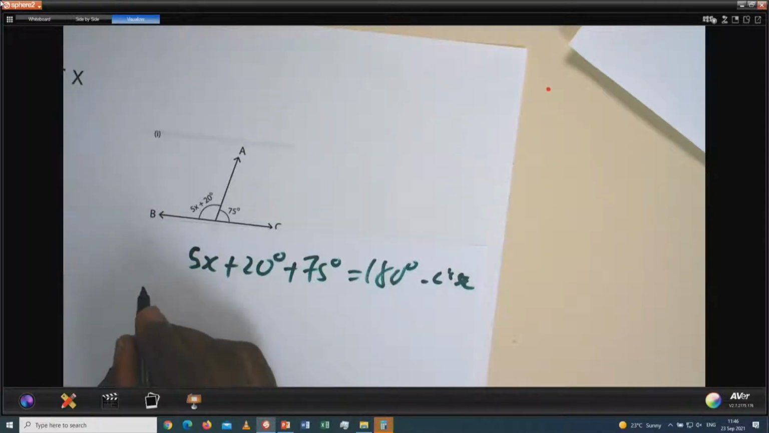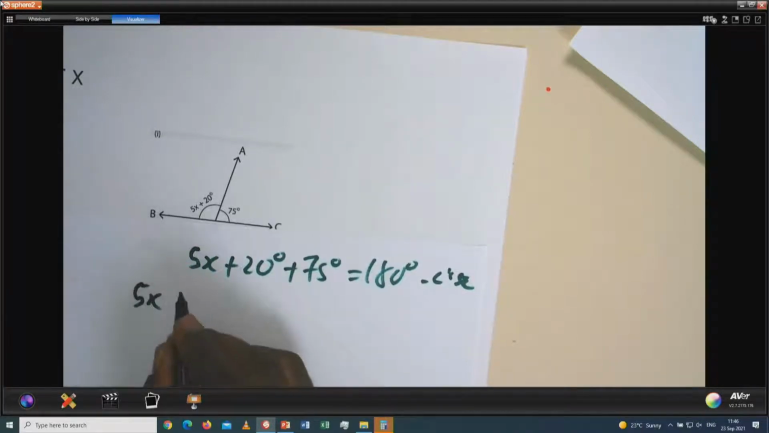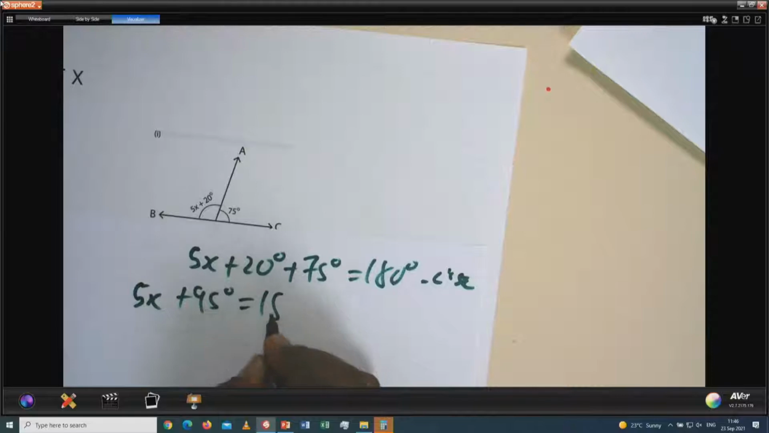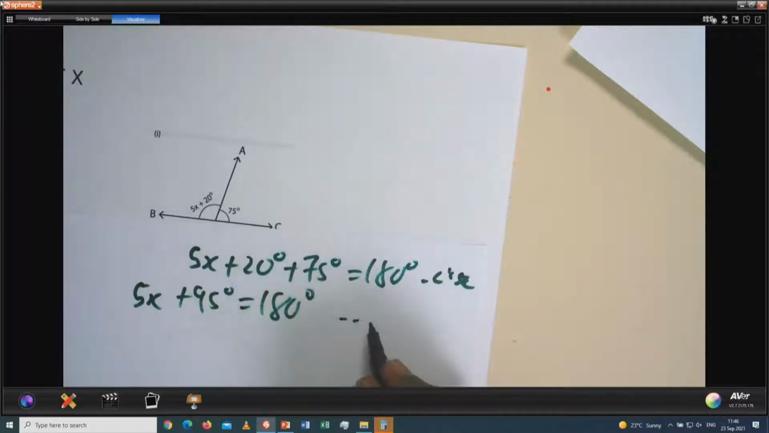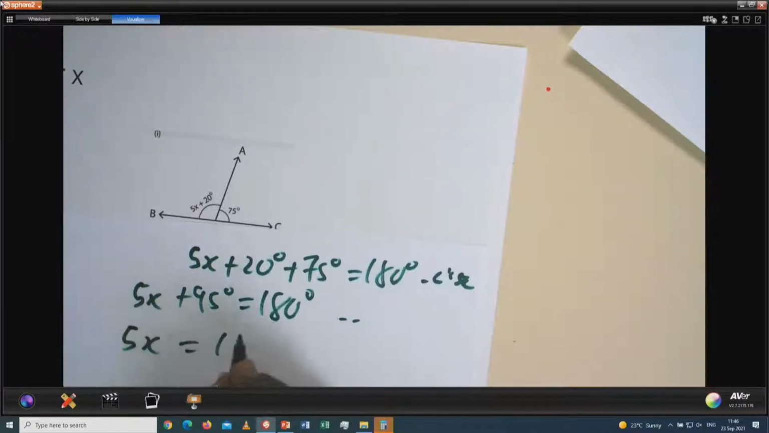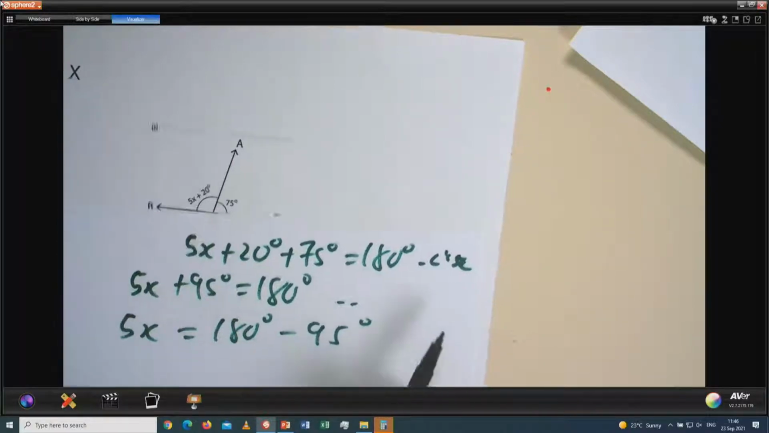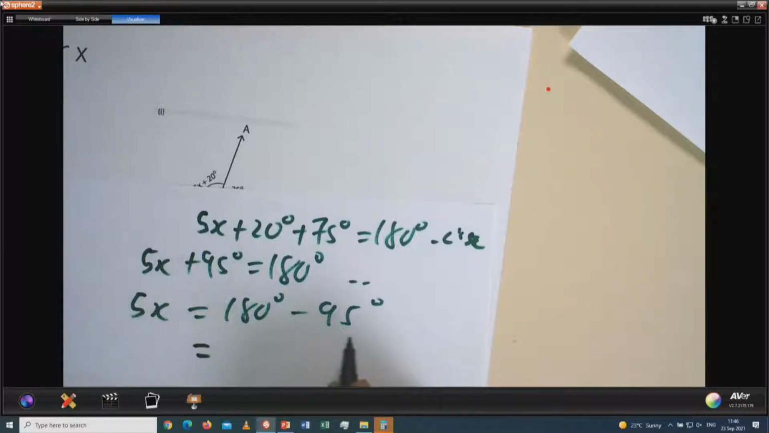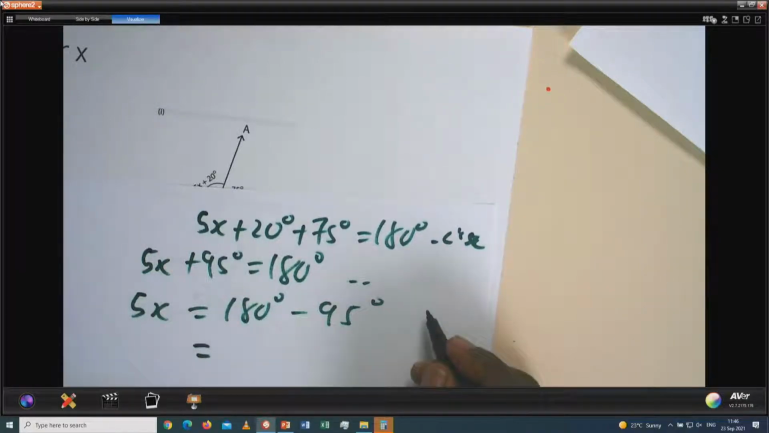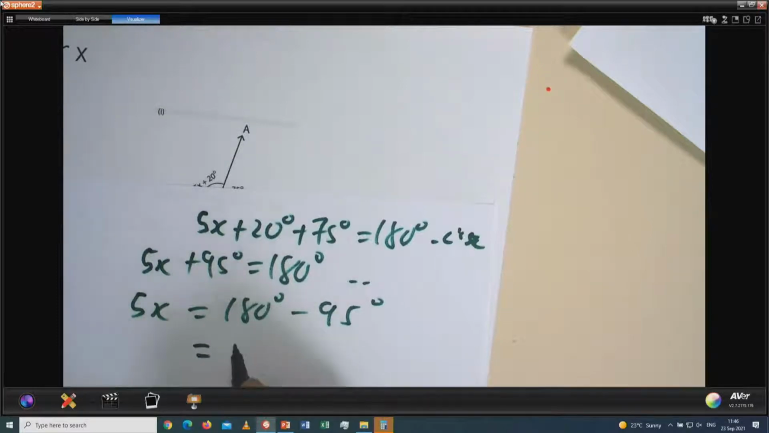Therefore, now you apply your mathematics. 5x plus 95 degrees equals 180 degrees. You will get another mark for that. 5x equals 180 degrees minus 95. You transpose. Remember, when it changes position, it was on the left side of the equation and was positive; when it goes to the right, it's going to be negative. Therefore, 180 minus 95, is it 85? Yes, it's 85 degrees.